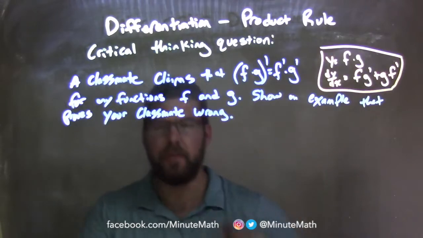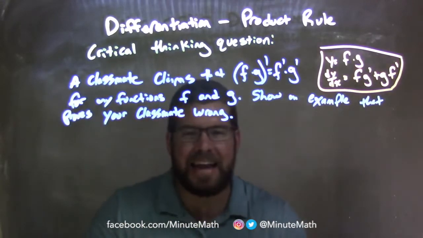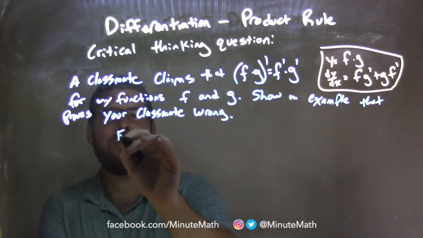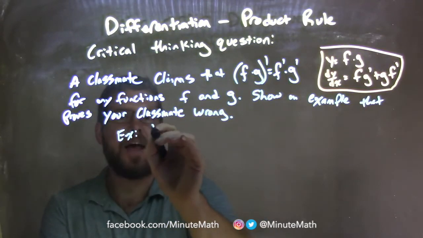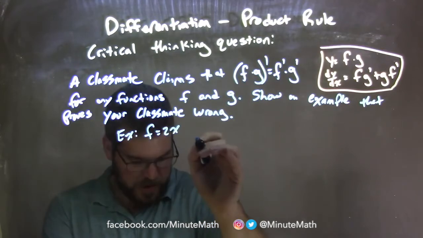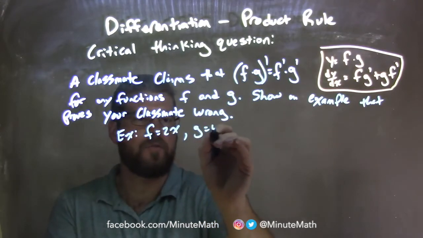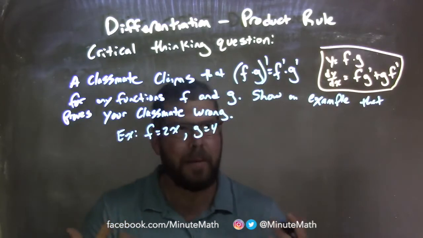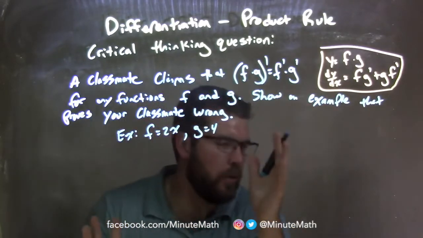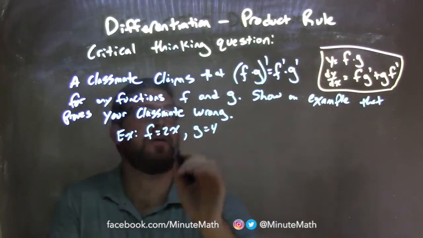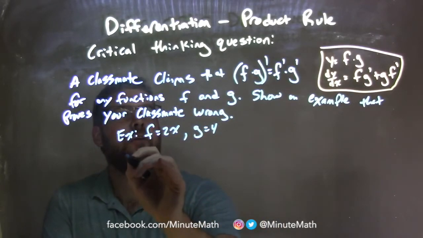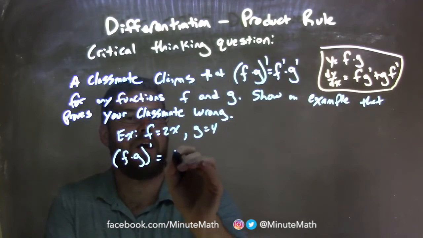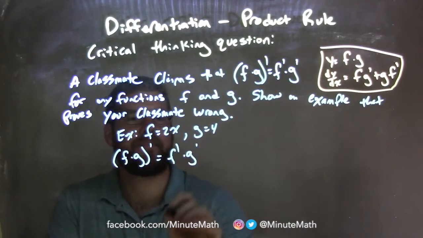Well, let's say an example. Now, there are actually many answers that can prove this. I'm going to show you one way here. If my example was this, if I said f is equal to 2x and g is equal to 4. So by our classmate's logic, we would say that (f times g) prime is f prime times g prime.